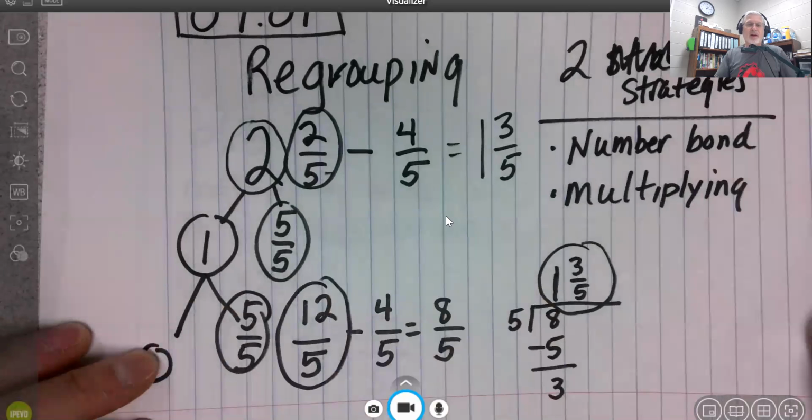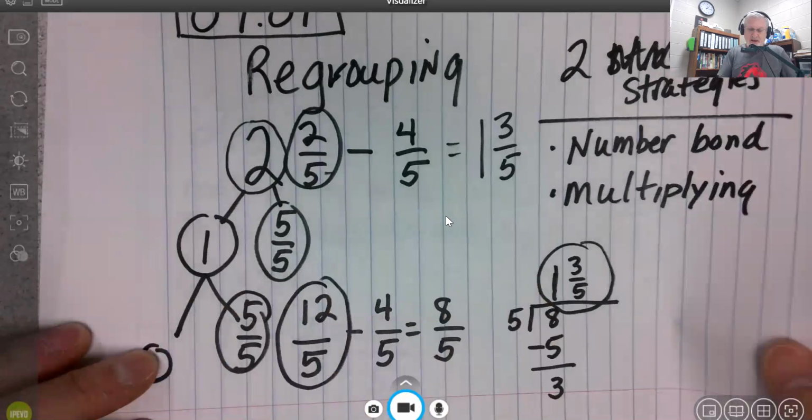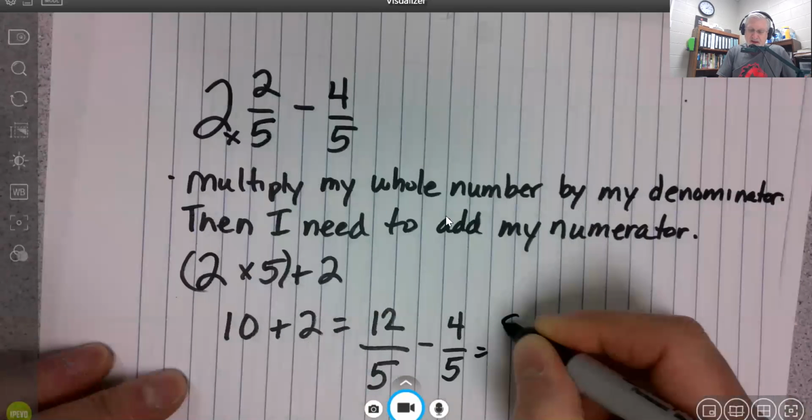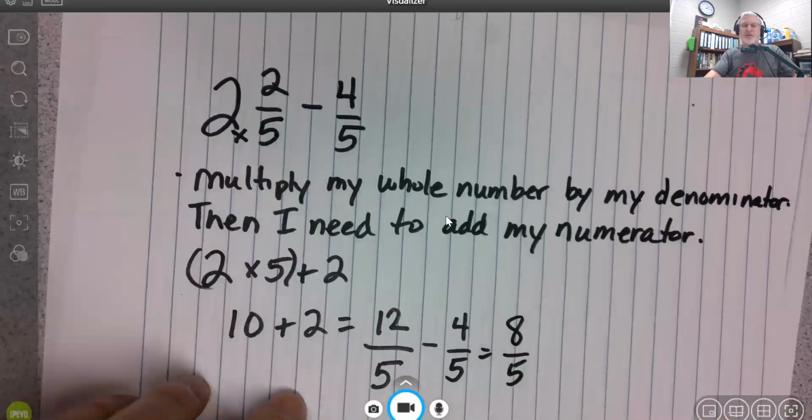The same improper fraction was 12/5. Then I can subtract 4/5 and then do the same thing that I had. And I won't finish out that problem because we already did that.